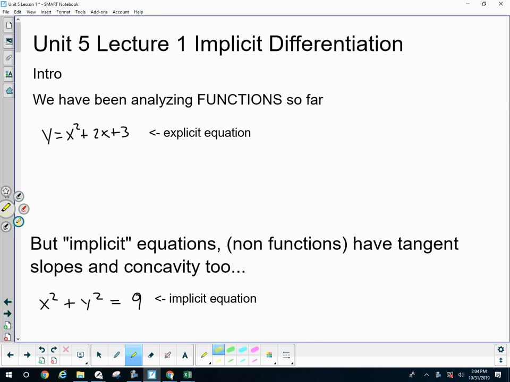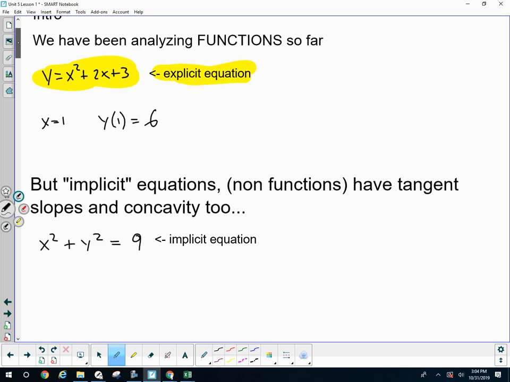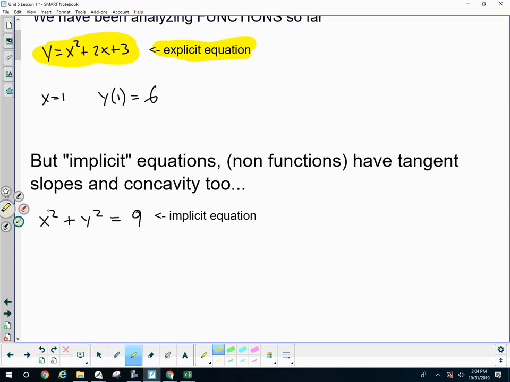Up until this point, we have been looking at functions, explicit equations. Plug in an x, you get a y, right? Like 1, you get 6. But not everything in this world can be thought of using functions. Circles have equations, have feelings, have tangent slopes.